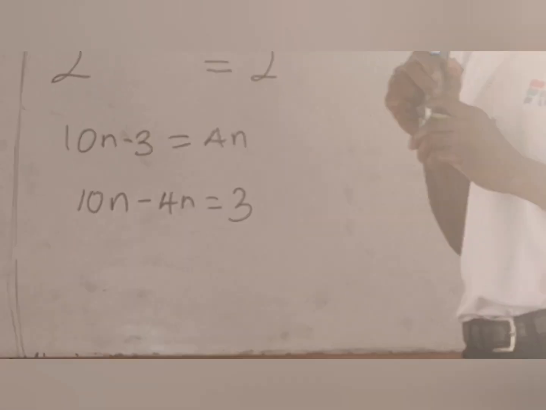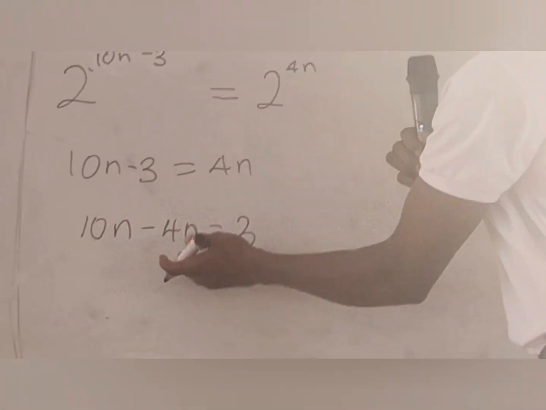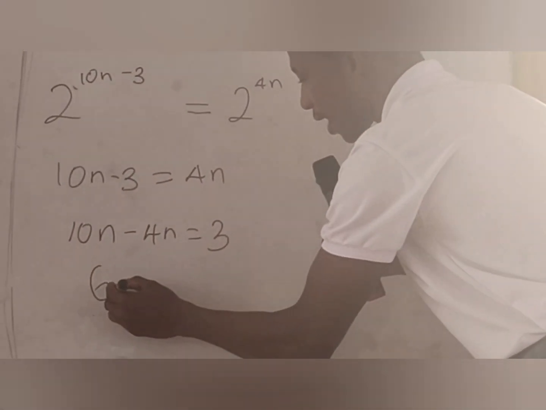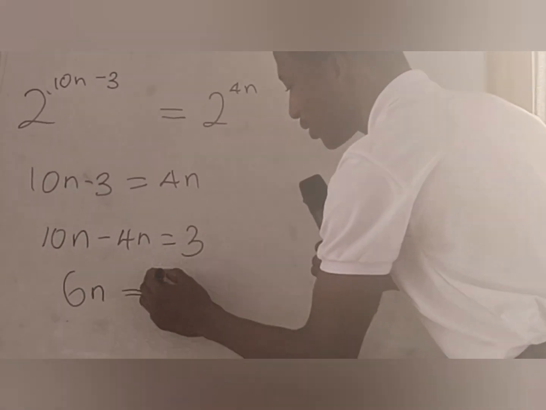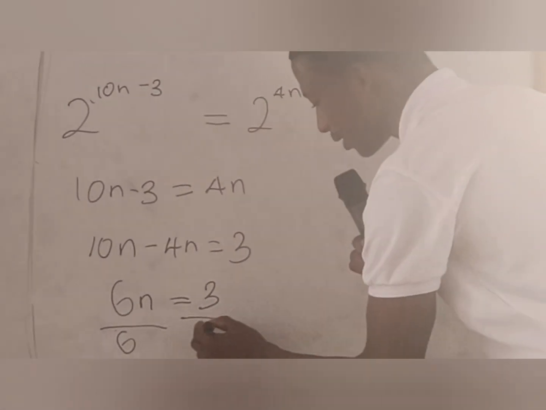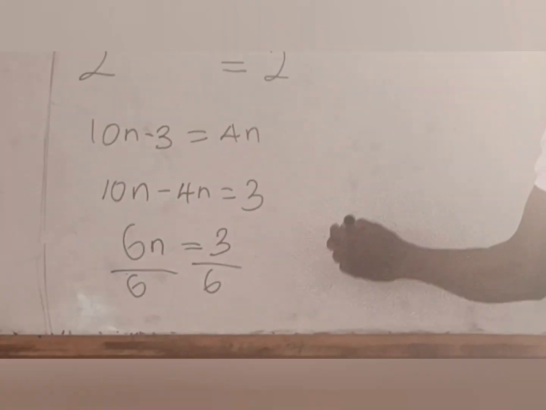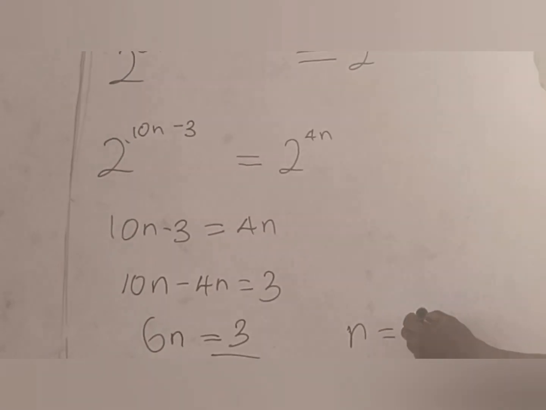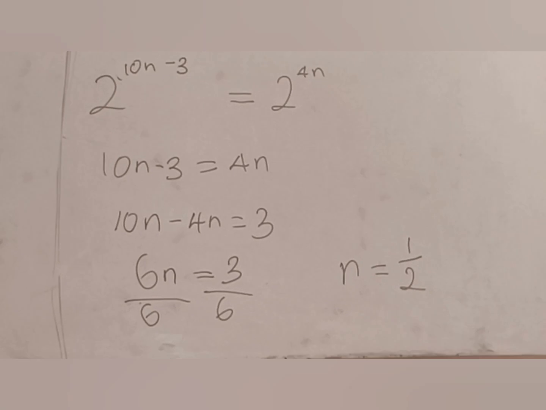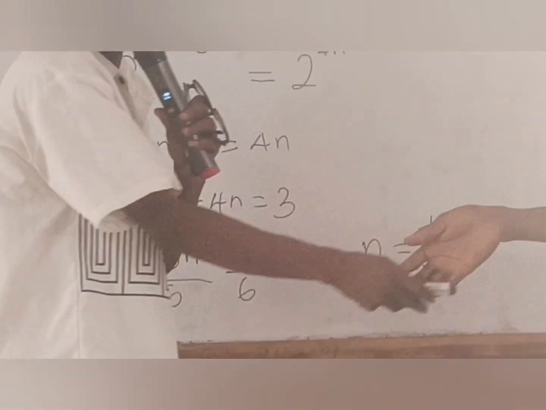From here, ladies and gentlemen, we then do our operation. 10n minus 4n will give us 6n is equals to 3. We divide both sides by the coefficient of n. And ladies and gentlemen, our n is equals to 1 out of 2. Is it correct? Yeah.